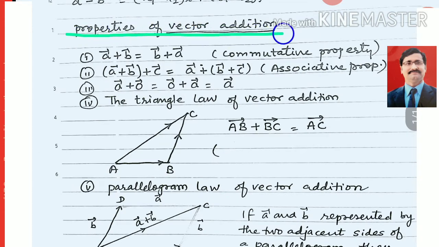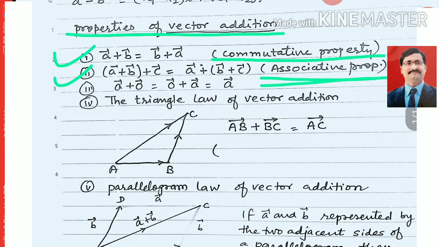Of vector addition, you have to understand the properties. The first property is that a plus b and b plus a are both the same, so this addition follows the commutative property. The second property is that (a plus b) plus c equal to a plus (b plus c), that will also be equal. This property is called the associative property. Now we have a zero vector: a vector plus zero vector equals zero plus a vector, and that will be a vector. It means if you add a zero vector to any vector, there is no change.